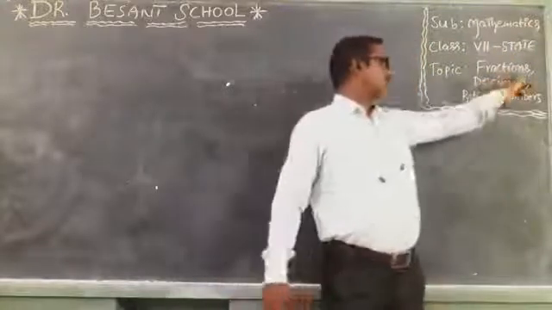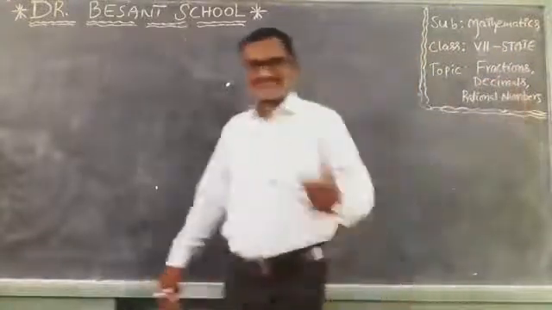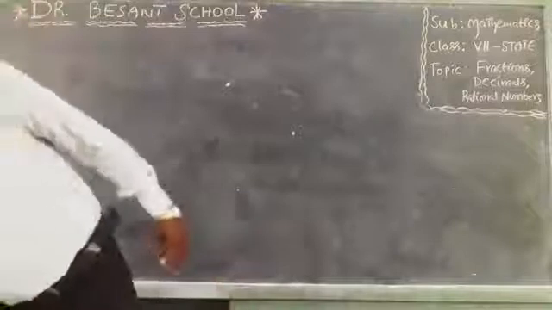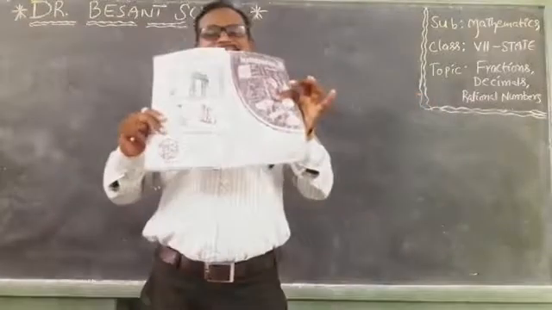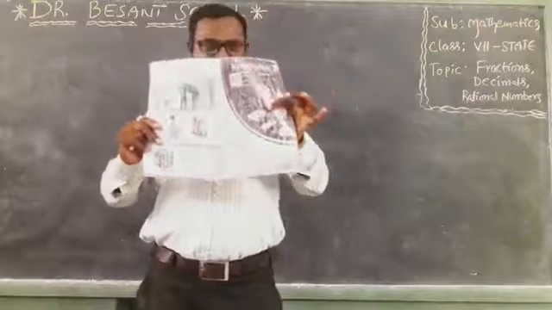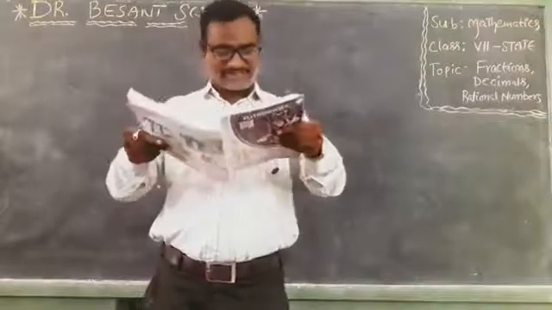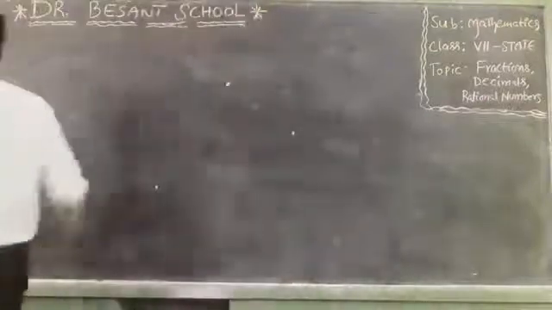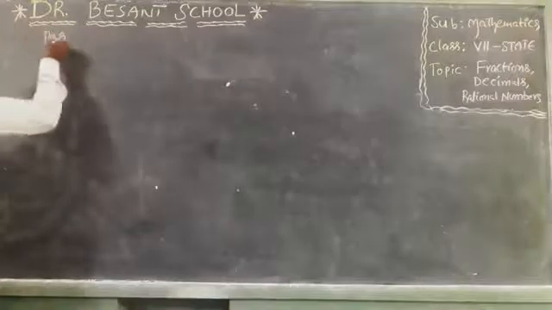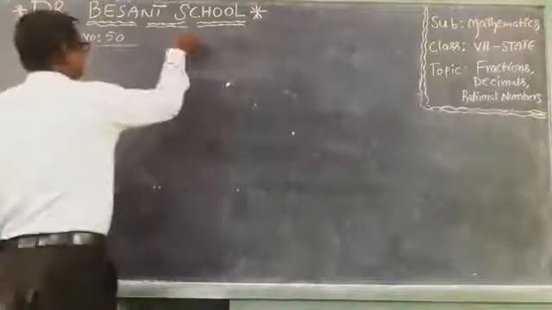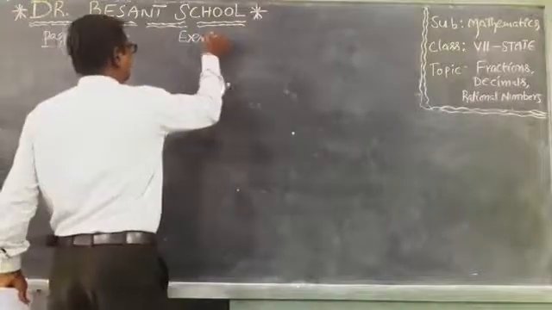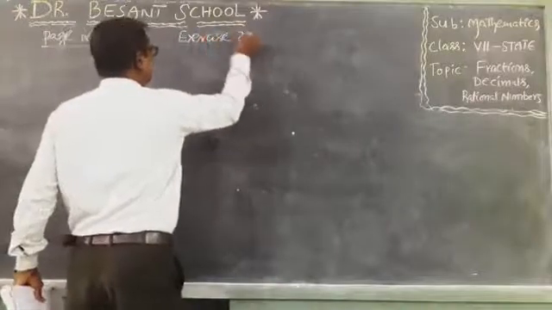From the second chapter, fractions, decimals, and rational numbers, in my previous class I completed up to exercise 2.5. Now, please open your mathematics textbook of 7th class state. That is page number 50, exercise 2.6.